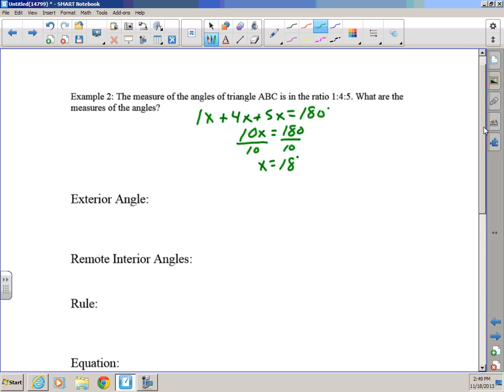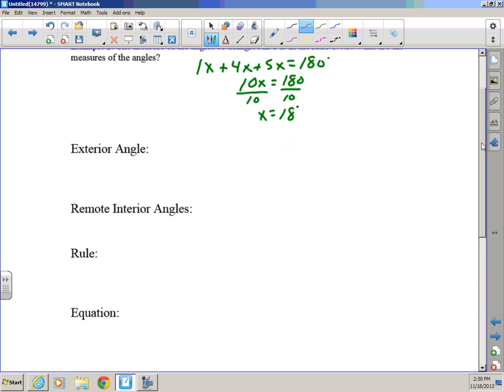Angle 1 is 1x, so angle 1 is 18 degrees. Angle 2 is 4 times x, or 4 times 18, which is 72. And angle 3 is 5 times x, or 5 times 18, which is 90. When I add these three numbers together, I get 180 degrees. Now, the next rule is I have what's called an exterior angle of a triangle.